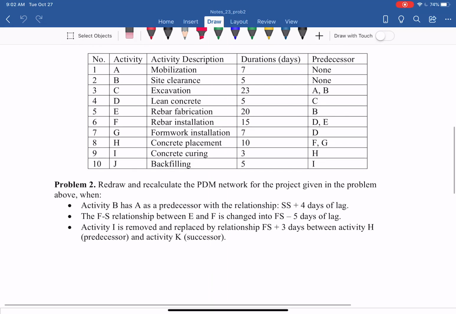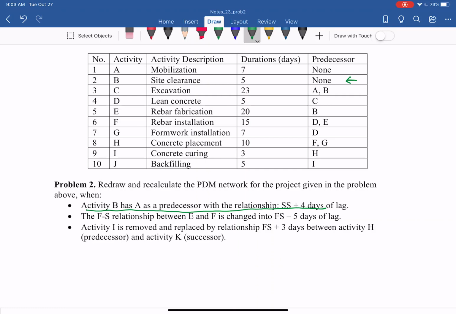Now, with the lead lag factor and other dependencies that we just learned in today's class, we want to model and use the same information with some changes. So for problem 2 in today's class, redraw and recalculate the PDM precedence diagramming method network for the project given in the problem above, when activity B has A as a predecessor with the relationship SS plus 4 days lag. So as you can see now, it changed from the previous problem where B had no predecessor. Now B has A as a predecessor with the relationship SS plus 4.